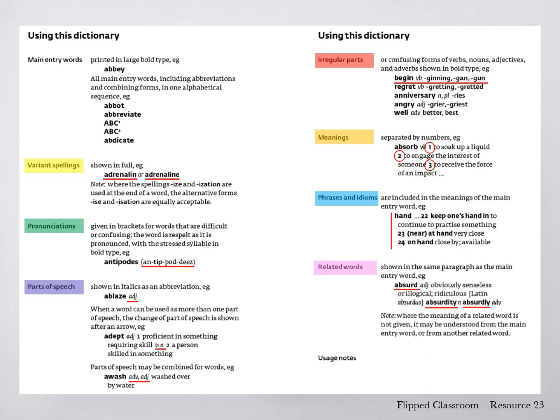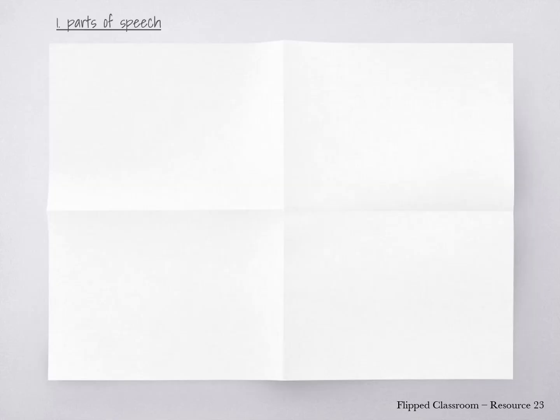Related words. You will find a list of the words derived from the entry word. As you can see, absurd, absurdity, absurdly. And last but not least, usage notes are useful notes, but we'll talk about that a little bit later. Let's look at all this in detail, shall we?